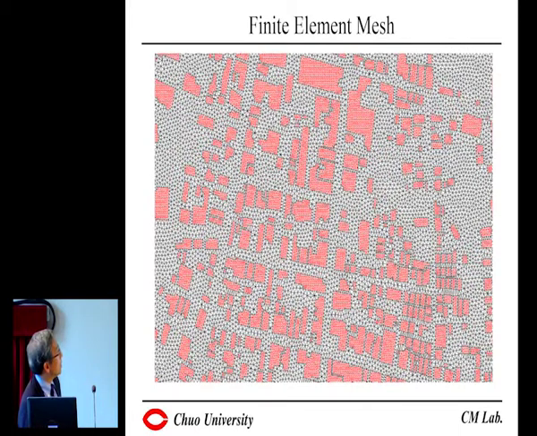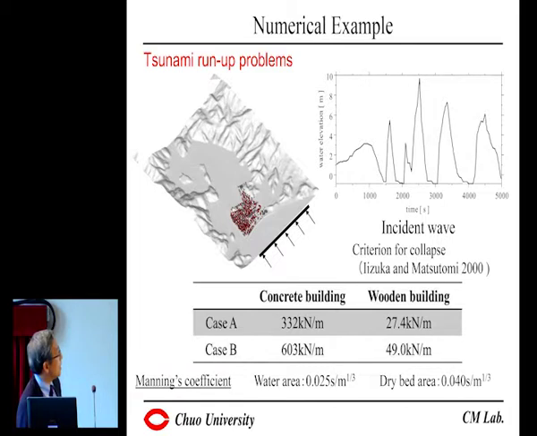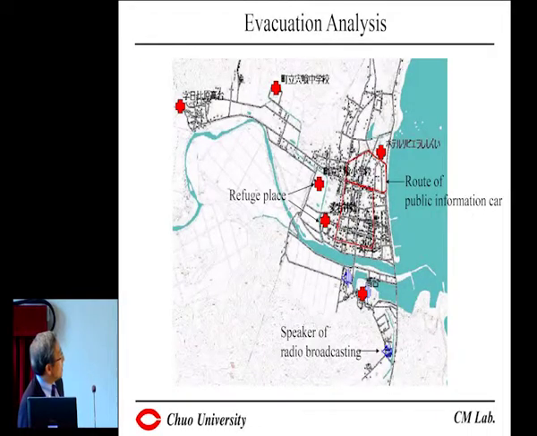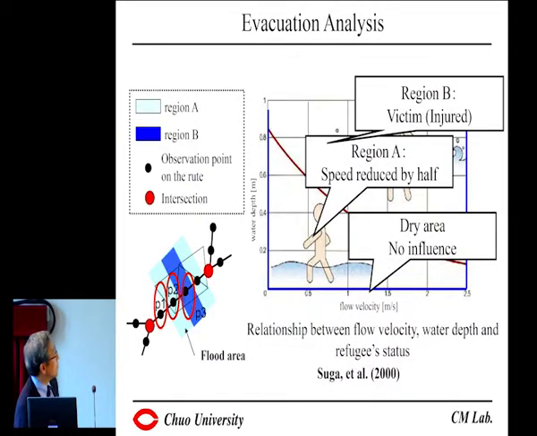This mark denotes the refuge places, and the red color denotes the route of the public information car. This is a criterion for the refugees. The refugee state is changed by the effect of the water depth and also the flow velocity. If you are located in a dry area, there is no influence. But if you are located in this shallow water region, the speed is reduced by half in this simulation. And if you are located in the deep region, region B, you will be a victim. I will check this criterion by myself.